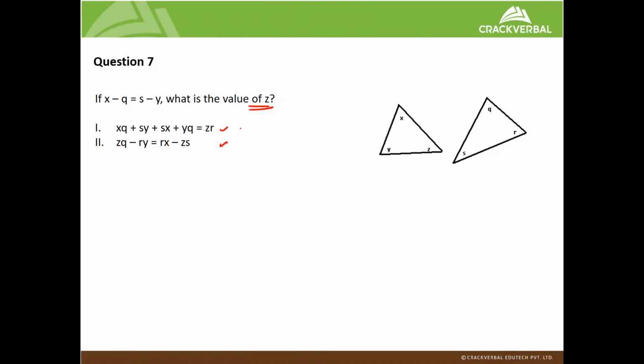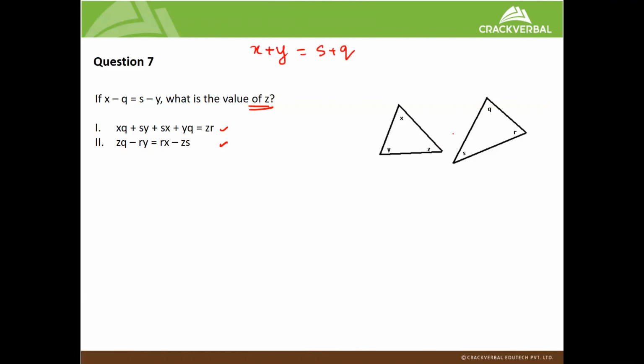Now, for those who did this and got echo, you went against how you need to solve a data sufficiency. You'll always have to work with the statements individually, try to break down the question, move on, and then always look for a contradiction. Now, what is given to me here is x minus q is equal to s minus y. So I can rephrase this as x plus y is equal to s plus q.